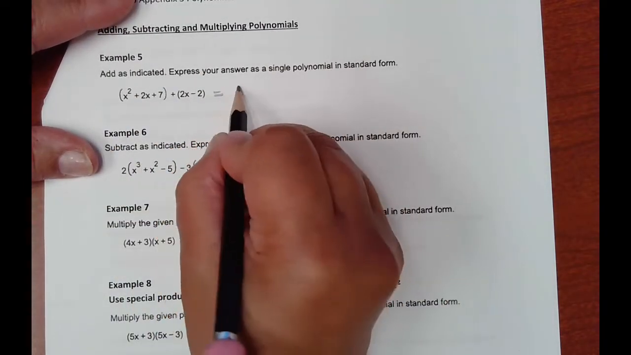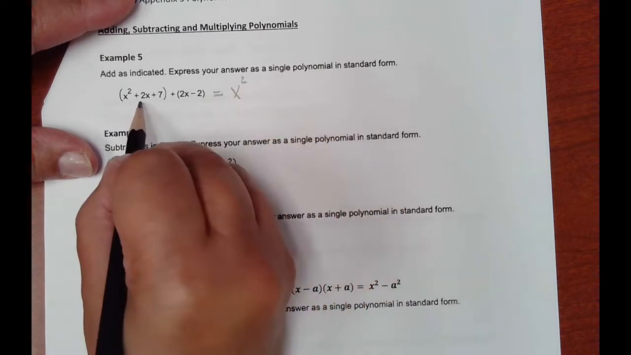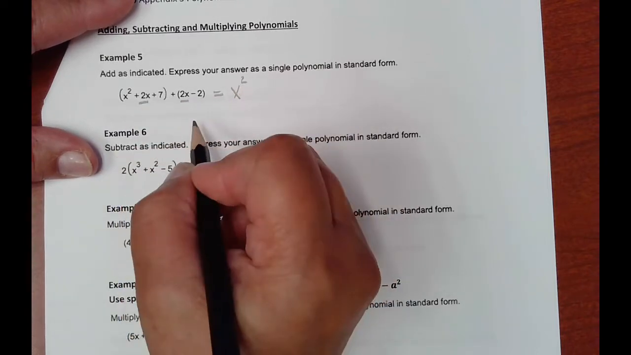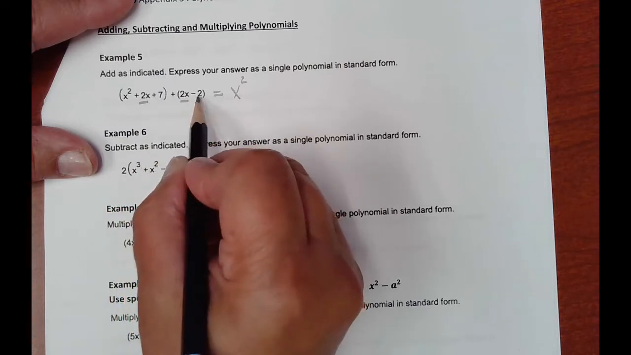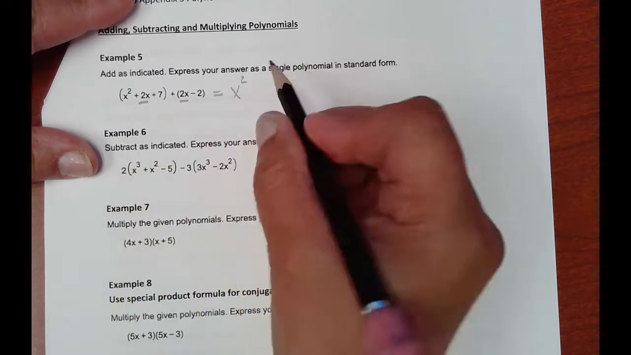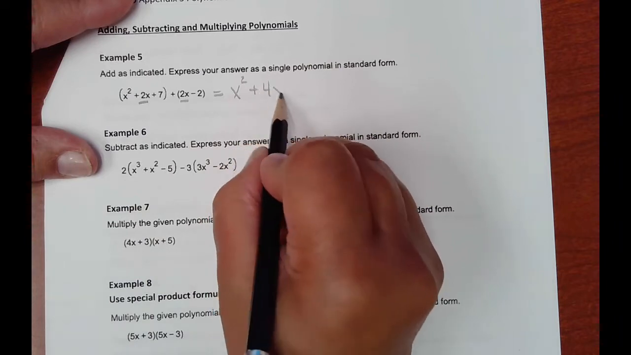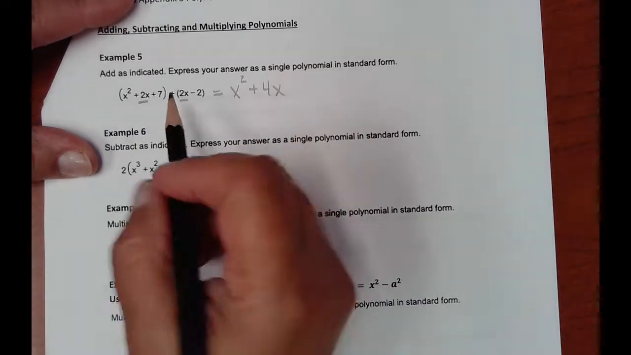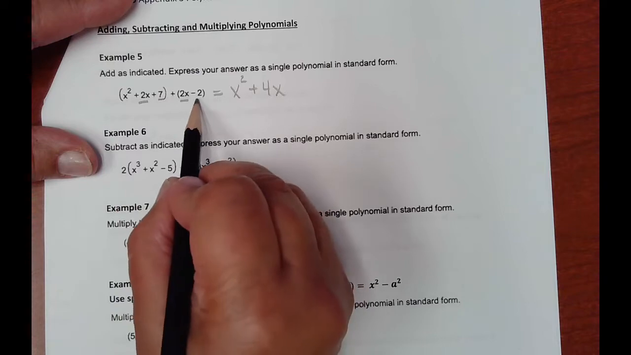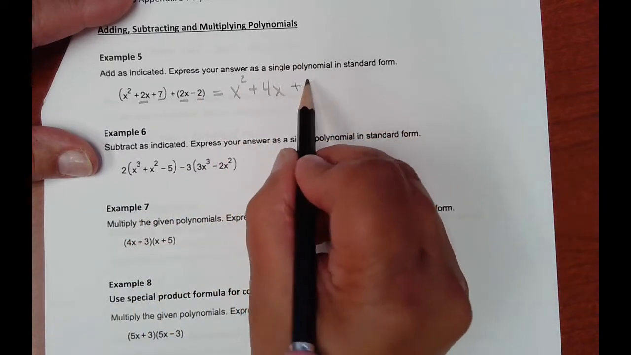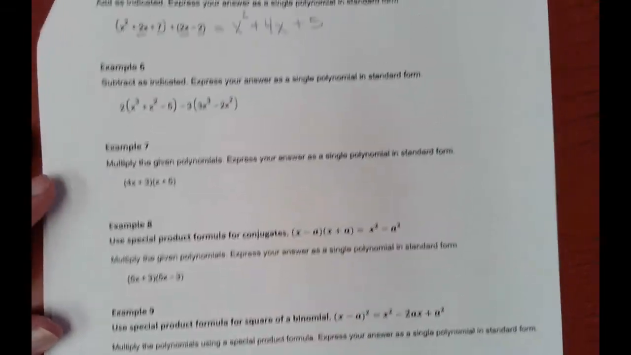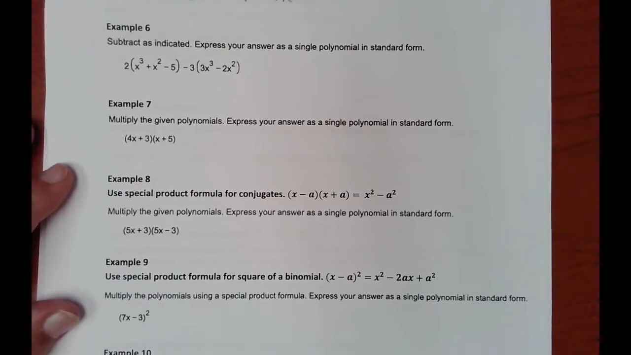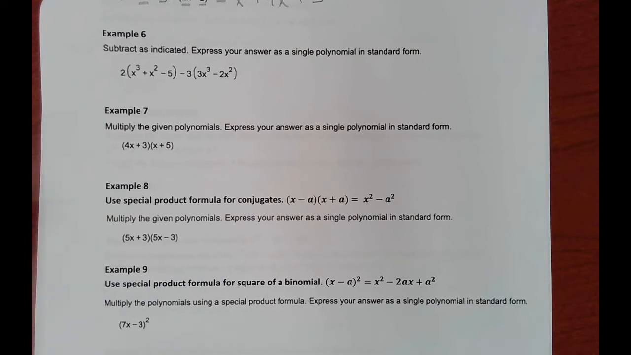So here, there's only one squared term. We have two different linear terms, both positive, because this positive in front of the second parenthesis doesn't change any of these signs, so it's positive 2x and positive 2x combined to give you positive 4x. Then we're going to combine the constants, which are 7 and negative 2, to give us 5. Okay, moving on to example 6.